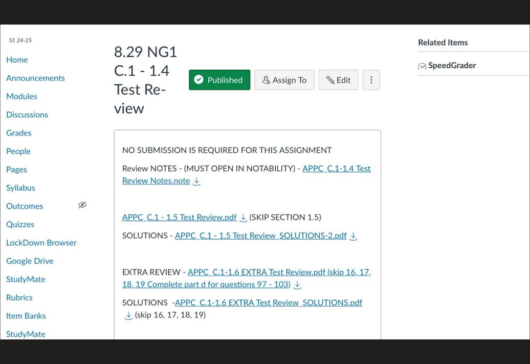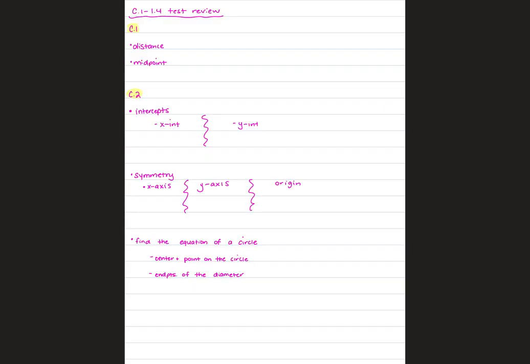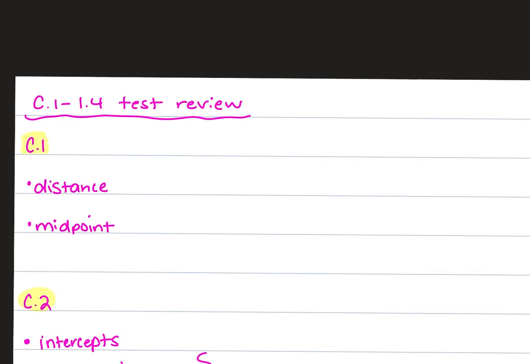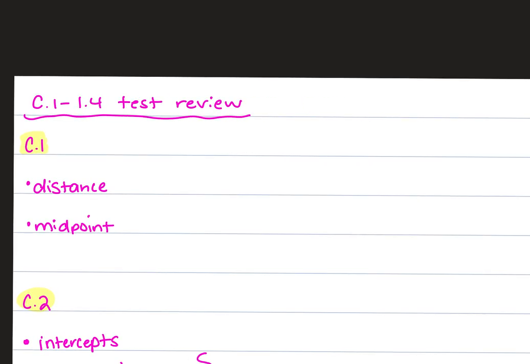All right, so if you've opened up that note, the topic. So this is all topic based on what you have to do. And then in that review assignment is going to be a PDF. There's actually 2 of them, a review and then an extra review for you to work on with the actual problems. So your test is going to go from C.1 to 1.4, which is what we finished yesterday.